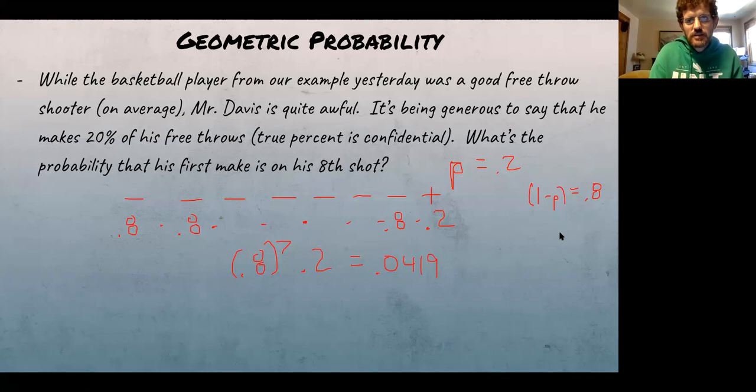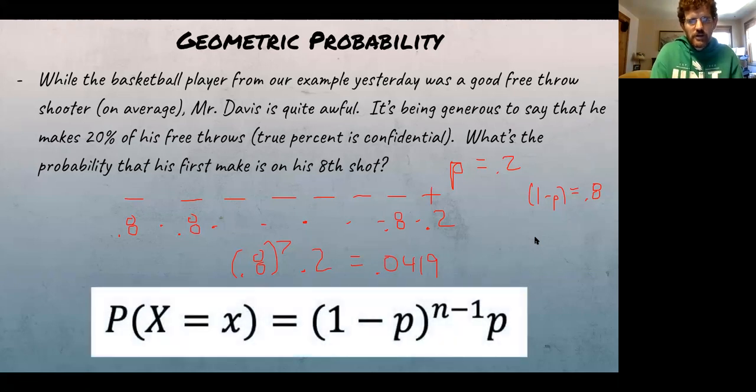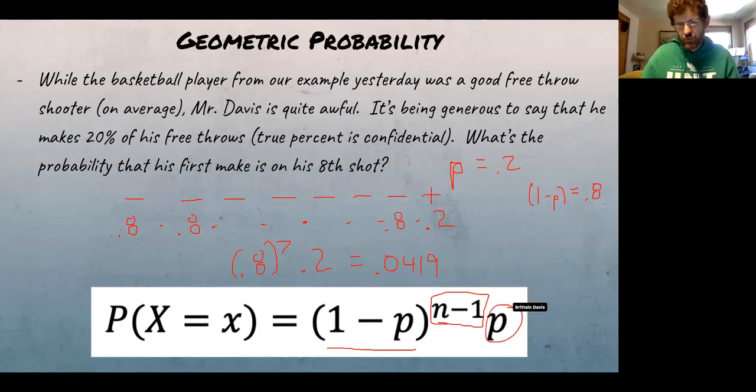All right, now this leads us to our generic formula for geometric probability, which is this right here. So again, it's the probability of failure times all but one of the number of trials, and then finally a probability of success for the last one. And this is going to tell me the probability that my first success is on this particular event.